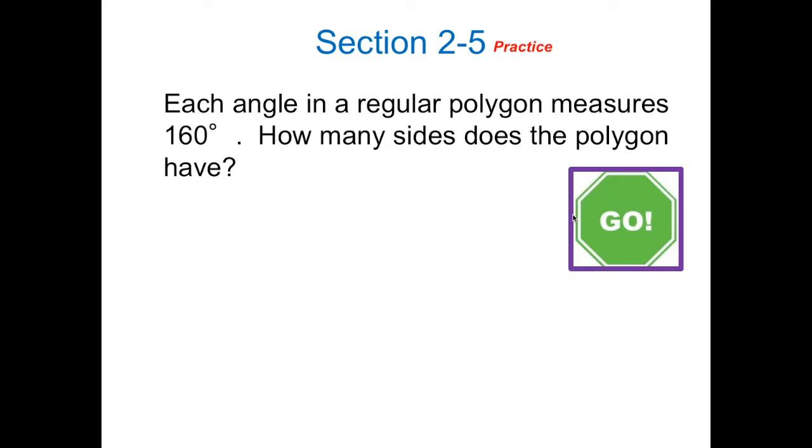All right, 10 seconds. 5, 4, it's okay if you pause. 3, 2, and 1. All right, let's go over it.